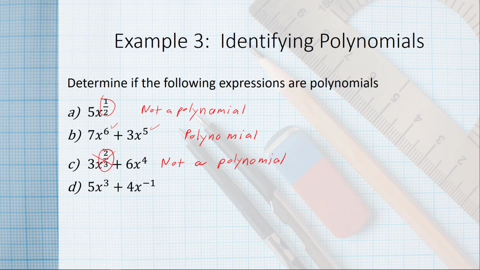And then next we have 5x cubed times 4x to the minus 1 power. Now look at this. This is a negative integer. Negative integers are not whole numbers. So this also is not a polynomial. For it to be a polynomial, all the exponents have to be 0 or higher.